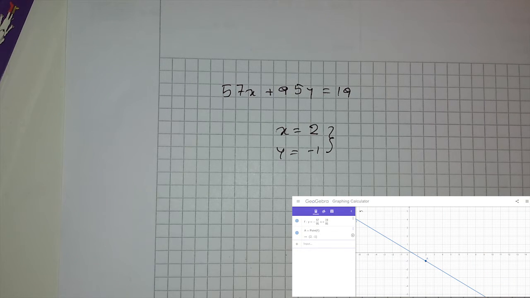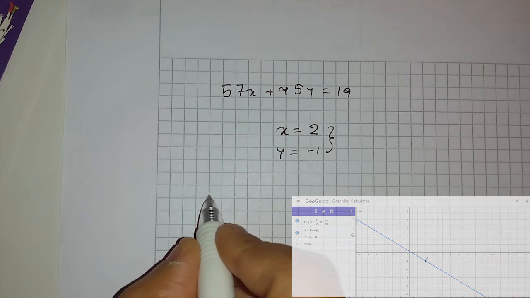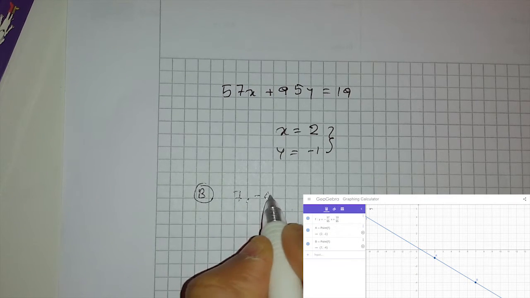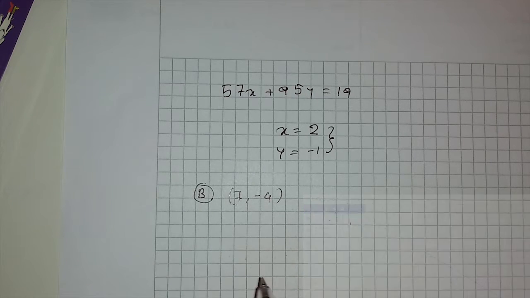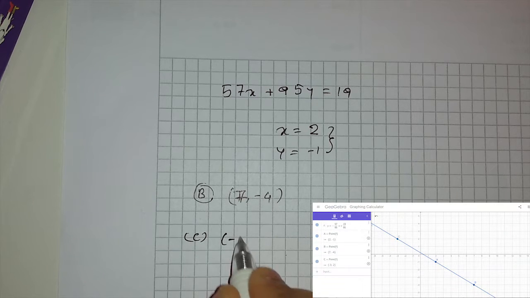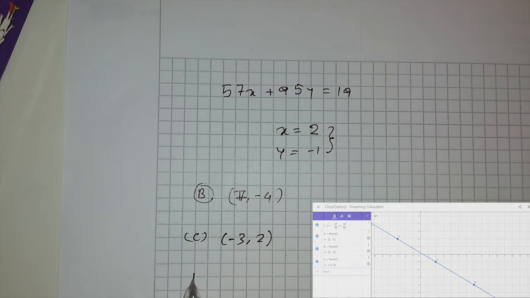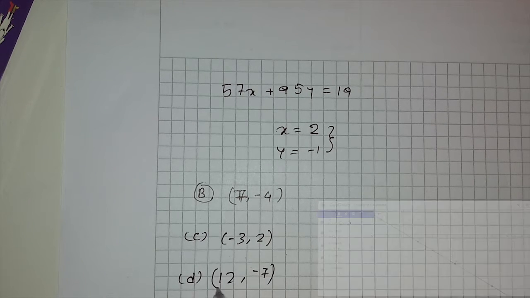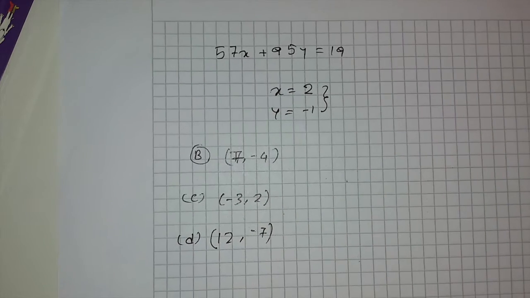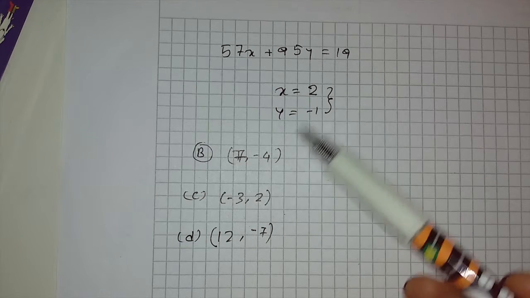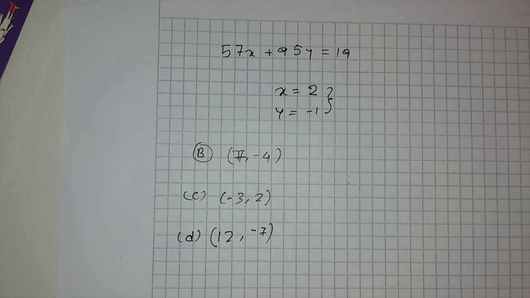Now if you try to find other points with exact integer values, the next point B is 7 and minus 4, then point C is minus 3 and 2, and one more point D is 12 and minus 7. If you look closely, you will find that all these four solutions have something in common.